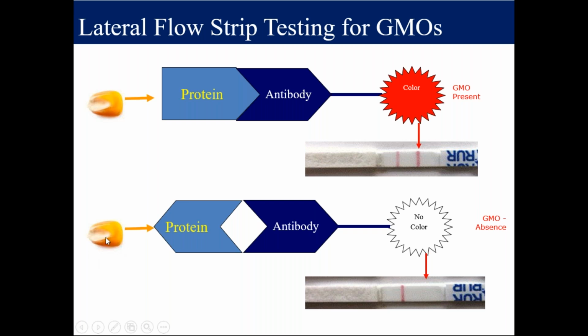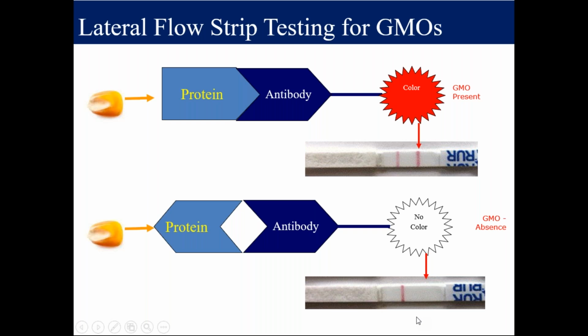Now, if the seed is a non-GMO, the protein will not be there. So whatever protein is extracted cannot react with the antibody, and there will be no color, and so you will not see this line. It is almost like the pregnancy test kits that are available, where antibodies are used.